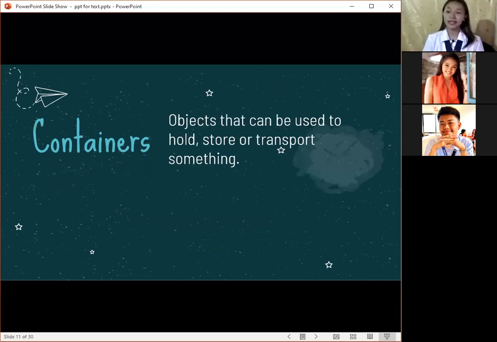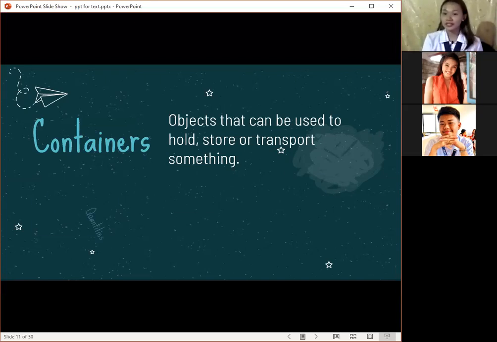Containers are objects that can be used to hold, store, or transport something, like our examples earlier, bottle and water. So bottle is the container, and water is the uncountable noun, right? Water is an uncountable noun.